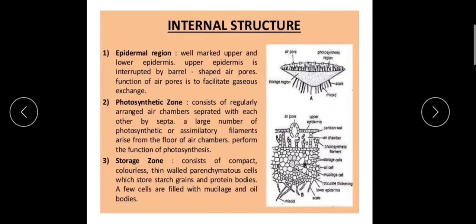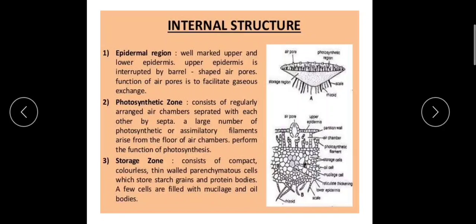The lower epidermis is represented here. It is the end portion, the lowermost region, and it is coming as a continuation of this storage region. And rhizoids and scales arise from the cells of the lower epidermis.